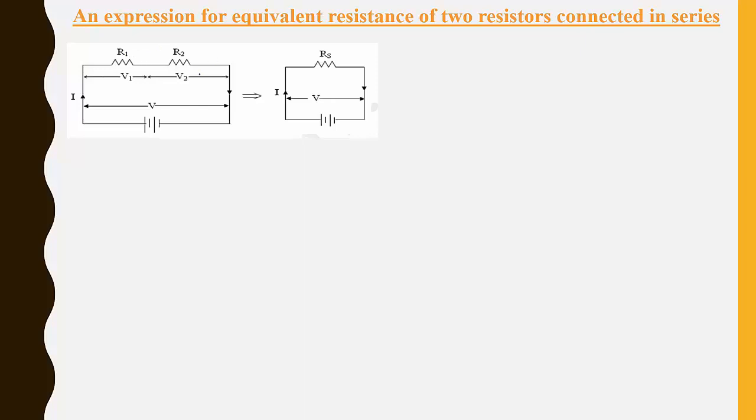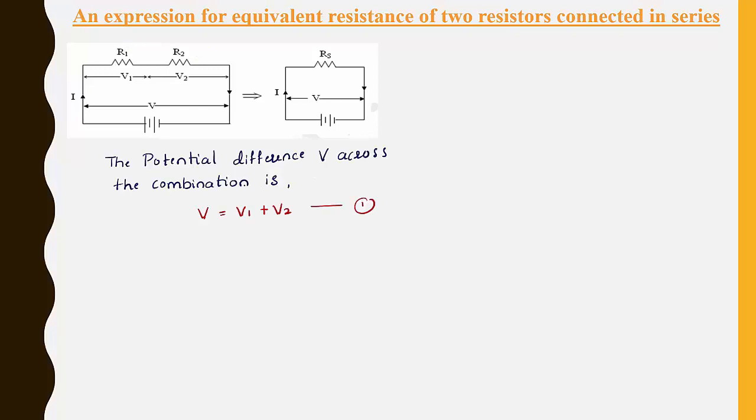Since it is a series combination, the current in the combination is equal to the current in each resistor. That means we have common current I throughout the circuit. The potential difference V across the combination is V equal to V1 plus V2. We know that the potential difference across the combination is equal to the sum of potential differences across each resistor. So we can write V equal to V1 plus V2. Let us take it as equation number 1.